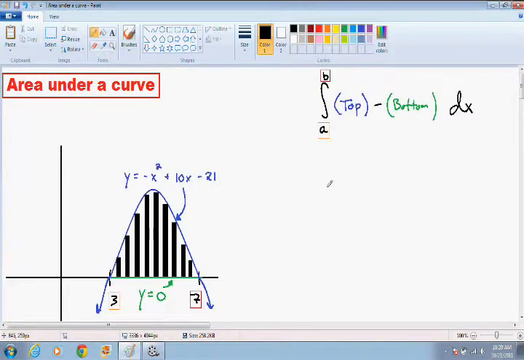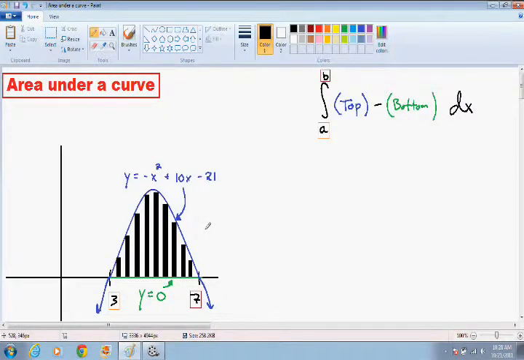Well, that is the cool thing about integrals: integrals allow you to find the area for any particular shape, any curve. So I'm going to teach you how to find the area in between two curves. So let's get started with example number 1.